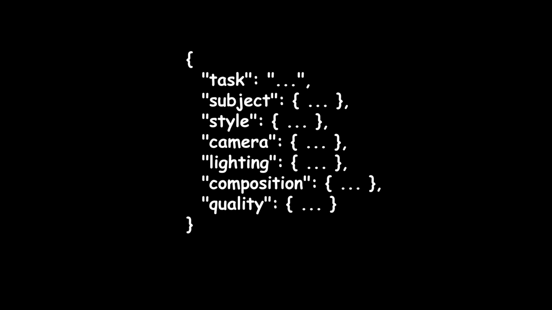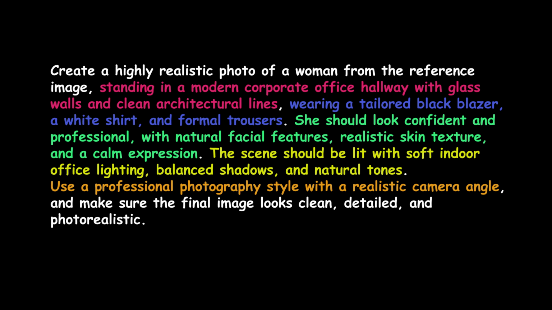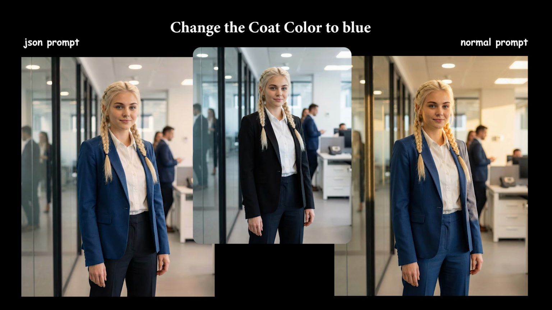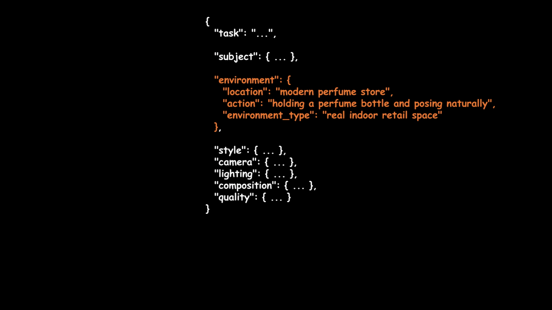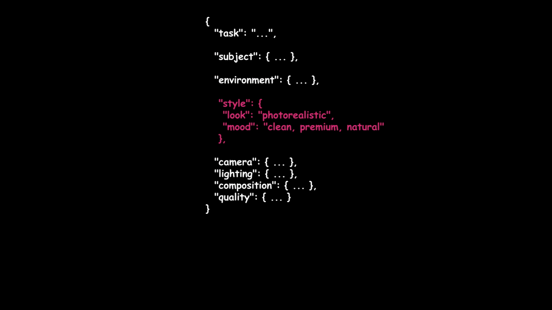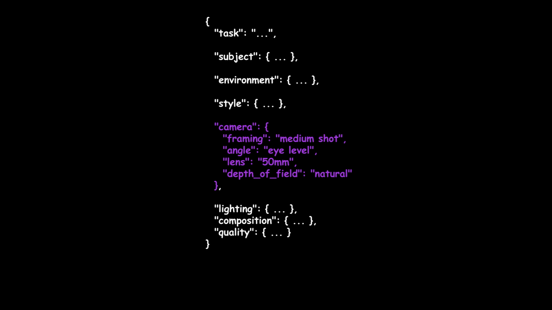In simple terms, JSON prompting is a structured way to talk to AI. With normal prompts, everything is mixed together. The character, the clothes, the scene, the camera, all in one block of text. That's why the model sometimes changes things you didn't intend to change. JSON prompting gives you more control by separating each part and giving it a clear role. You're telling the model exactly what matters.